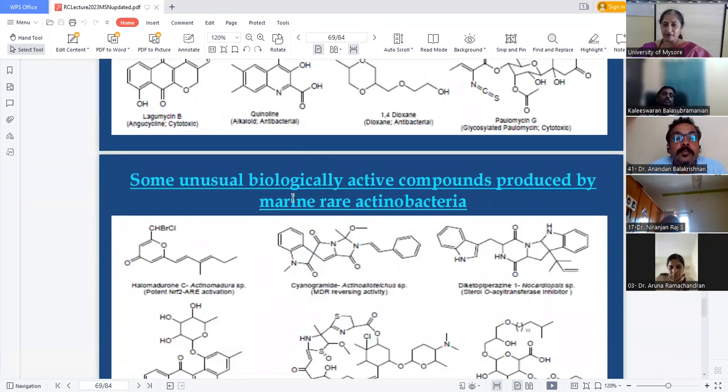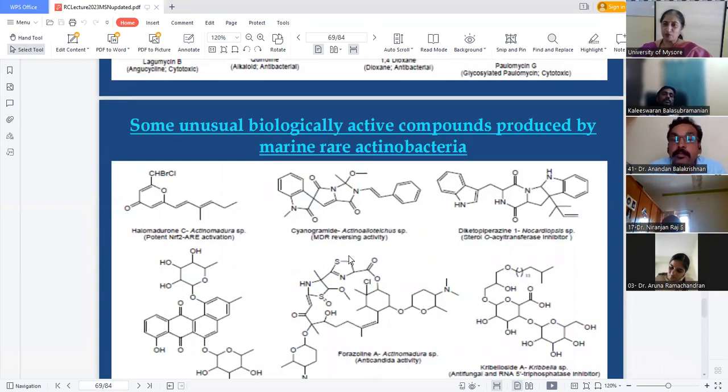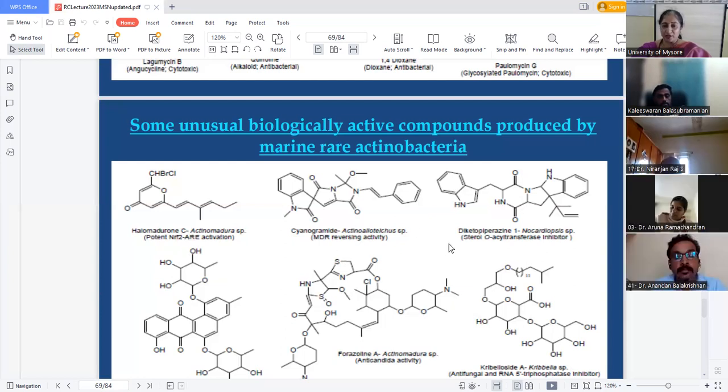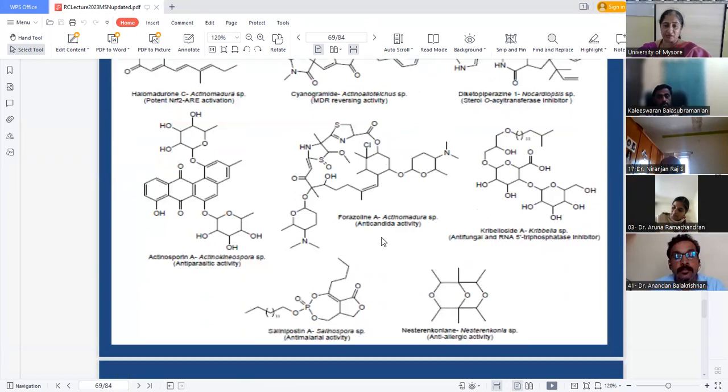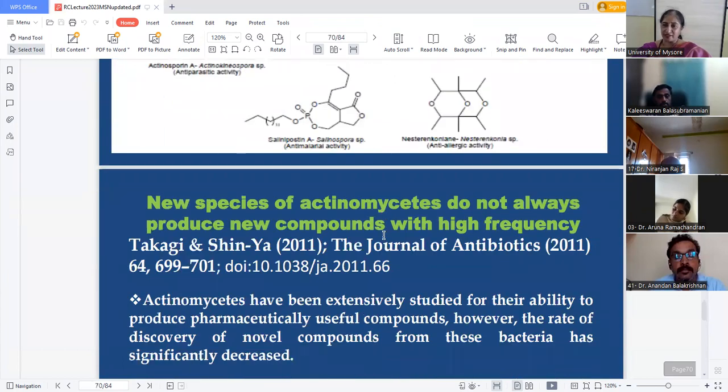And unusual biologically active compounds are produced by marine rare actinobacteria. So unusual compounds, that means they are novel, not reported so far, okay? With high structural diversity. So we have Actinomadura species, Actinoallotechnus, Nocardiopsis species producing so many activities. One is acetyltransferase inhibitor, like a triphosphate inhibitor, then anti-candida-like activity, anti-parasitic, anti-malarial, anti-allergic. So these are the potentials of actinomycetes.